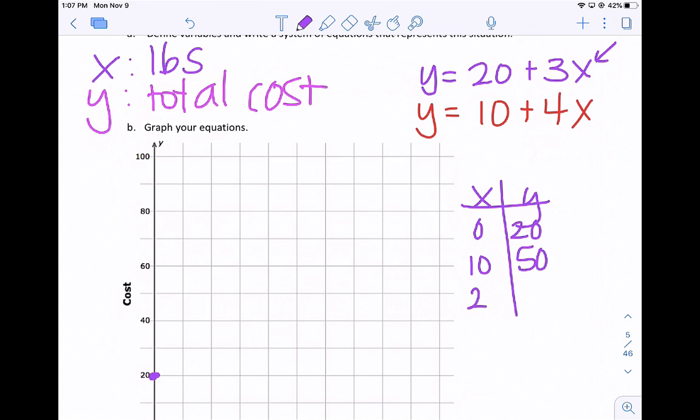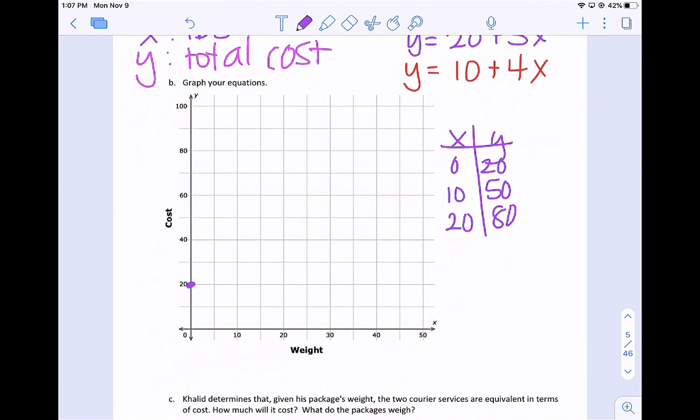Let's do another one. Let's do 20 pounds. So 3 times 20 is 60. 60 plus 20 is 80. All right, so I'm just finding coordinates by plugging in, and I'm going to graph these. So at 0 it's 20, 10 is at 50, and 20 is at 80. Okay, so there's my first line.